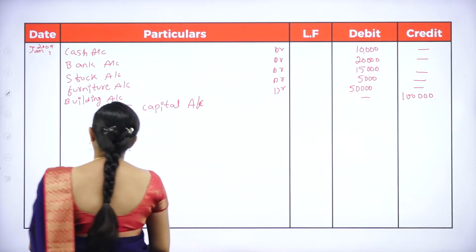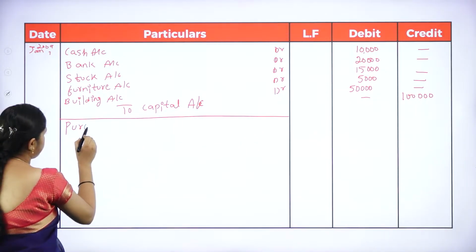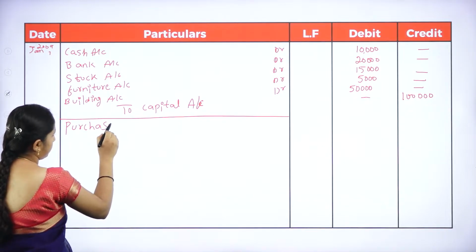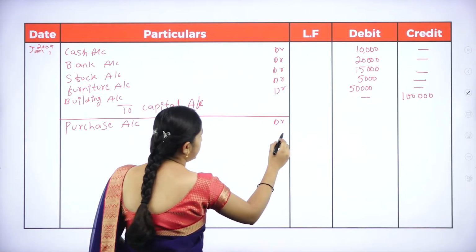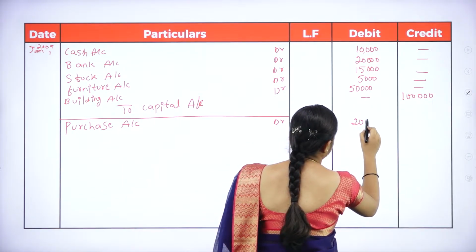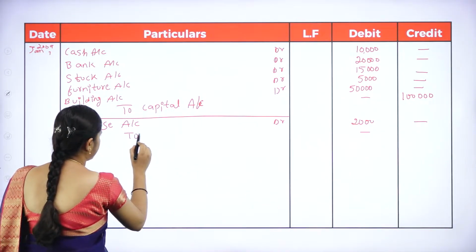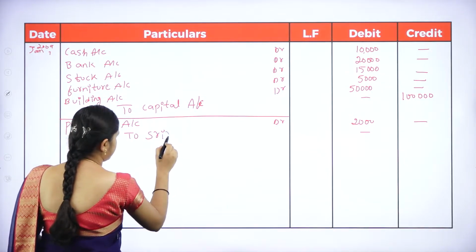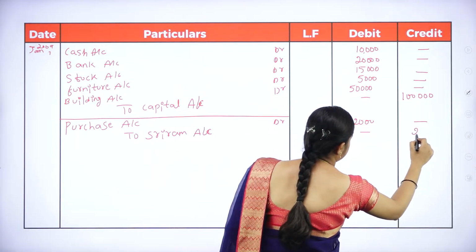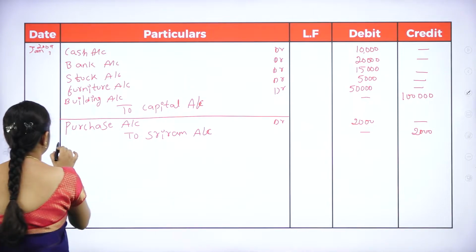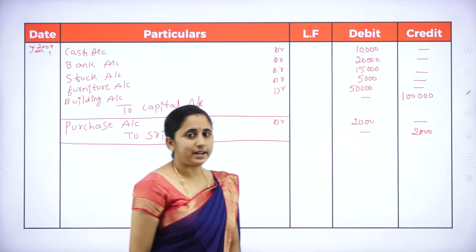Purchase account debit, 2000, to Sriram account, 2000. We'll write the narration as: being goods purchased from Sriram on credit.